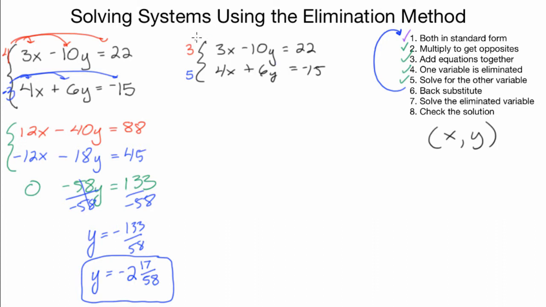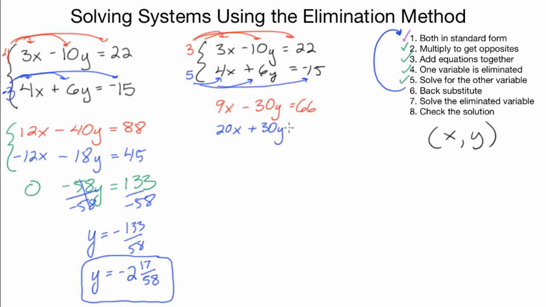So distribute the 3. 3 times 3x gives me 9x. 3 times the negative 10y gives me negative 30y. And 3 times the 22 gives me 66. I multiplied that top equation by 3 on both sides just to make it a little bit bigger. It's going to work out better now. On the bottom, I'm going to multiply by 5 to get 20x plus 30y equals negative 75. All right, I've got them set up.